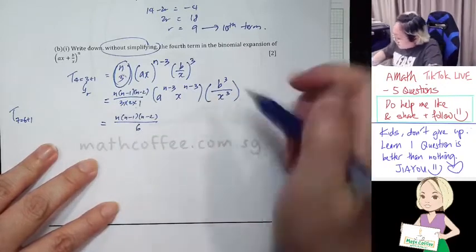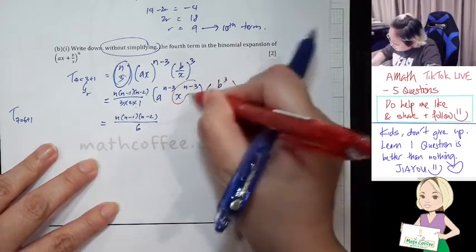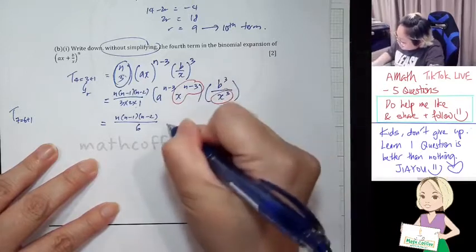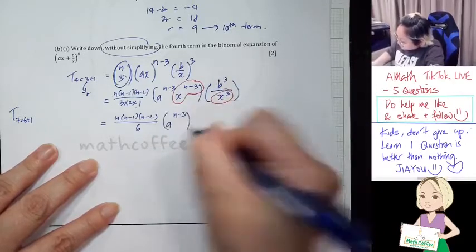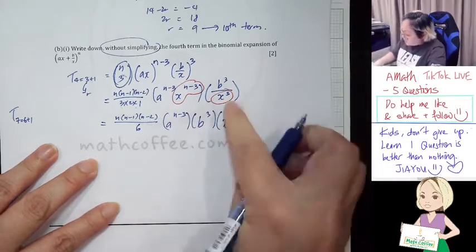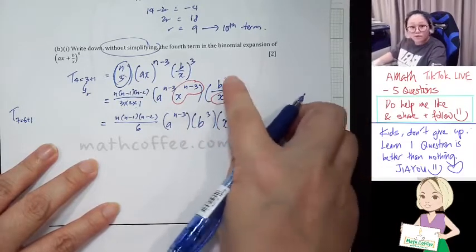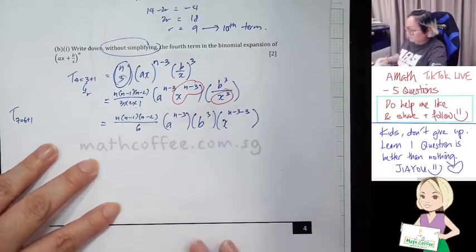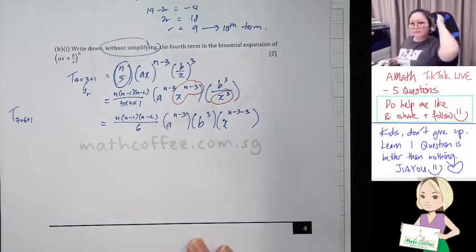I'm going to combine this. Okay, so I'm going to have a to the n minus 3. This is b cubed. This will be x to the n minus 3. Kids, this one going up is x to the power of minus 3, right? So this is minus 3. So far okay? No need to expand. Leave it in this form. No need to expand.